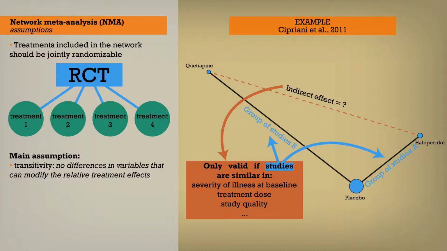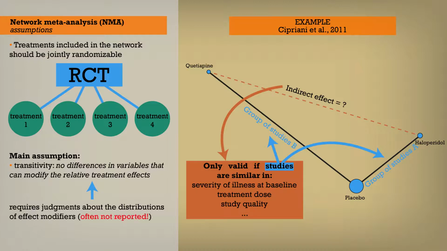So transitivity can be viewed as the extension of clinical and methodological homogeneity across groups of studies that compare different treatments. The plausibility of the transitivity assumption requires judgments to be drawn about the comparability of the distributions of the effect modifiers across studies. However, effect modifiers are often unreported in studies, or there are too few studies available per comparison to enable reasonable judgment. So in practice, transitivity is often an untestable assumption.